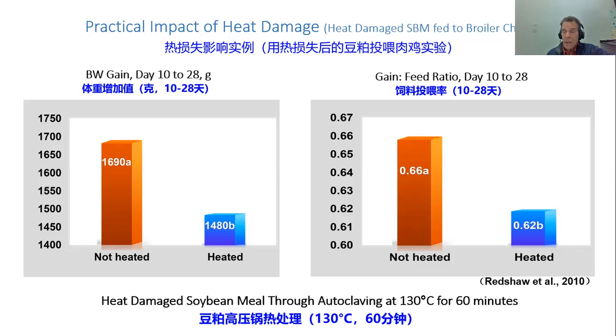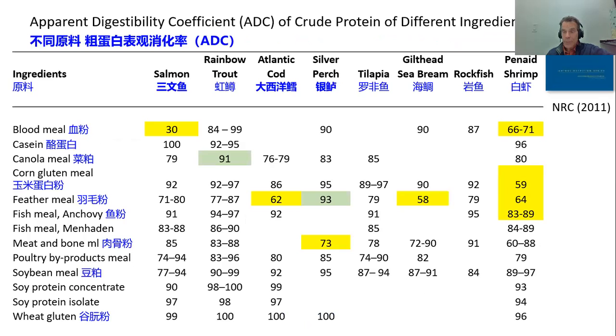So you can see with the heated soybean meal, you get less weight gain, you get less good feed efficiency, a higher feed conversion ratio. So we can actually destroy amino acids using this process with heat damage. So balancing the heat treatment is key, is central.